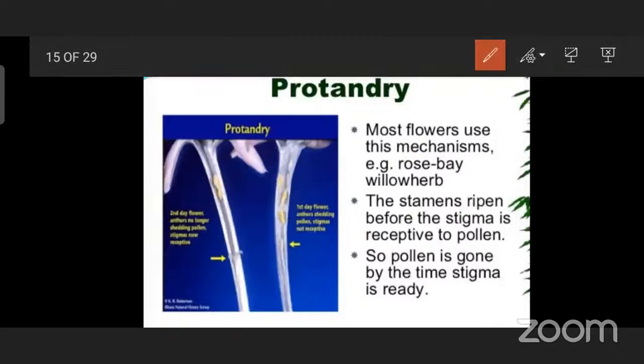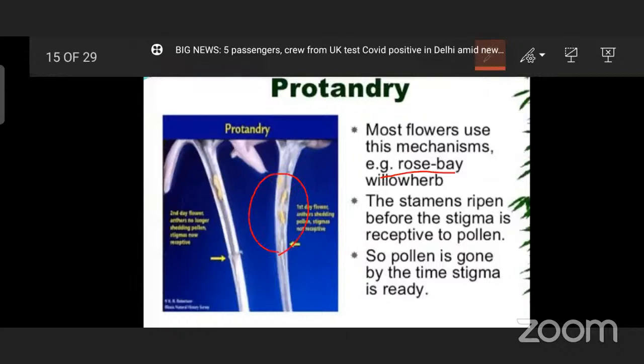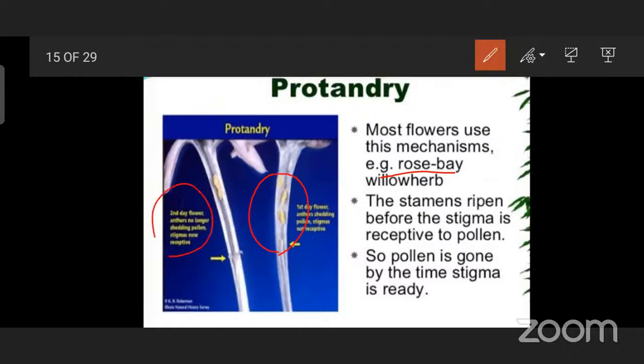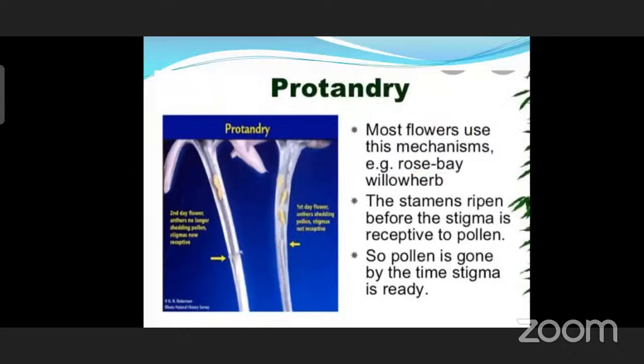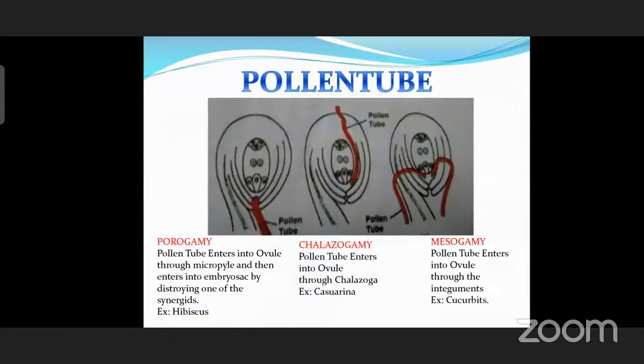And the next one, protandry. See here, most flowers use this mechanism. Example, rosebay willowherb. The stamens ripen before the stigma is receptive to pollen. So the pollen is gone by the time the stigma is ready. This condition is protandry.